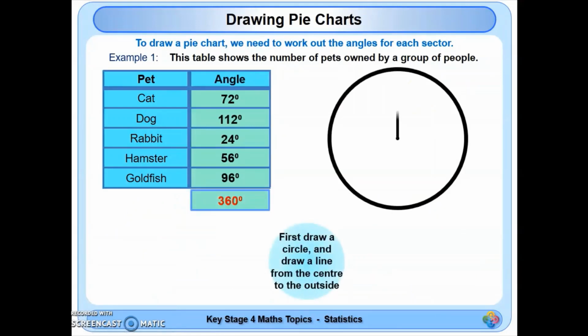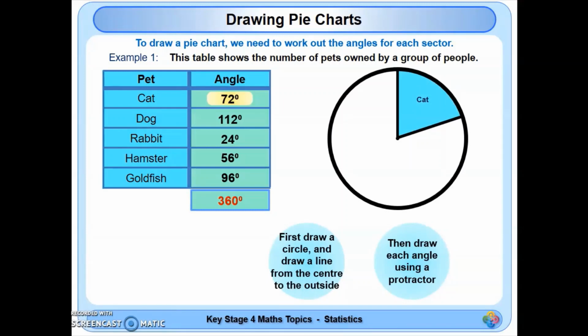Okay, first of all, we need a circle. You'll use a compass to draw the circle, and then a ruler to draw a straight line from the center of the circle straight up to meet the circumference. This is where we're going to start. Then you're going to use your protractor, lining it up along this line, measuring in this direction, and we're going to measure the sector for cats, which is 72 degrees. So by accurately using your protractor, you should be able to measure 72 degrees, which is going to draw in the sector for cats.